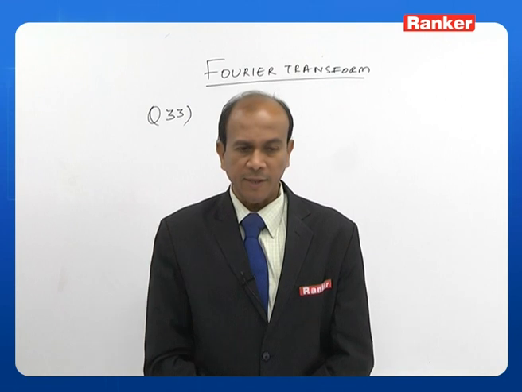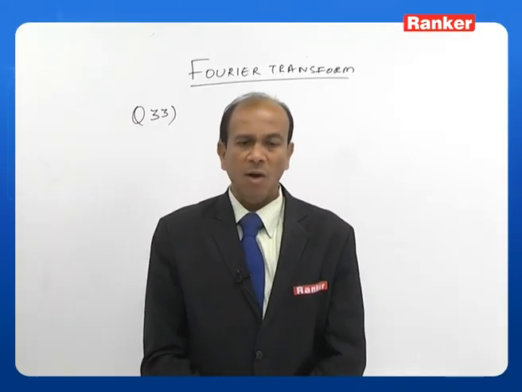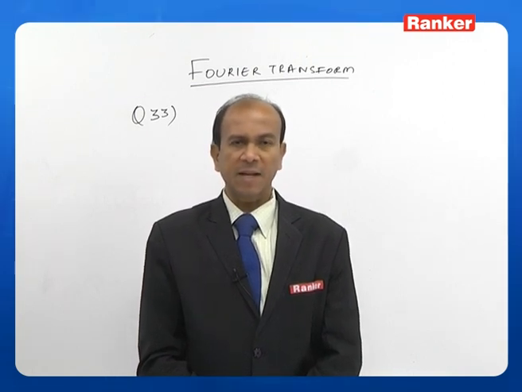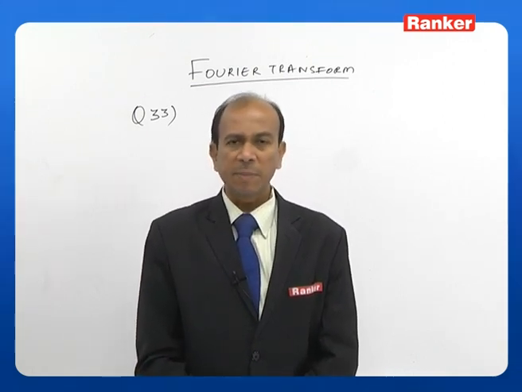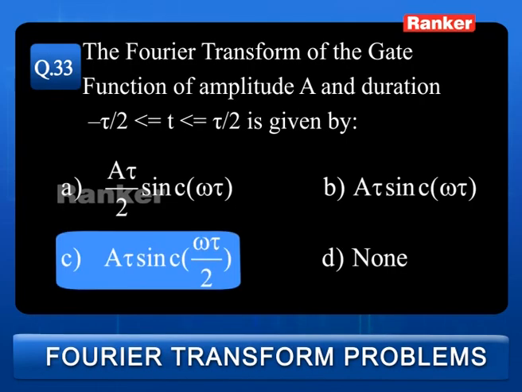Let us look at the 33rd question. The Fourier transform of the gate function of amplitude A and a duration minus tau by 2 to tau by 2 is given by: A, A tau by 2 sinc omega tau; B, A tau sinc omega tau; C, A tau sinc omega tau by 2; and D, none of these. The answer is C. It means a rectangular function in the time domain. Its Fourier transform will be a sinc function, that is A tau sinc omega tau by 2. The answer is C.